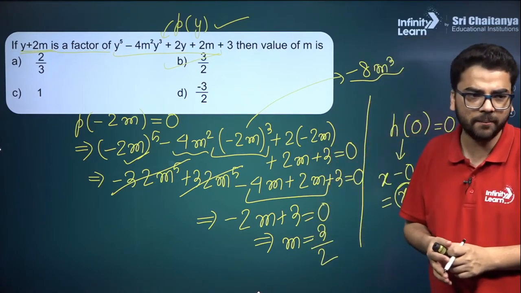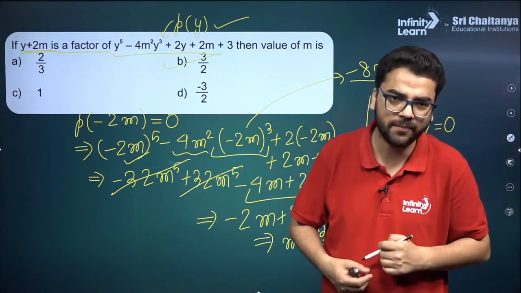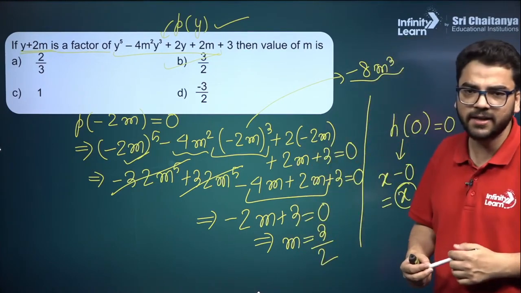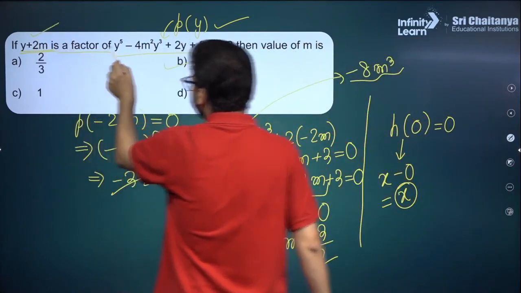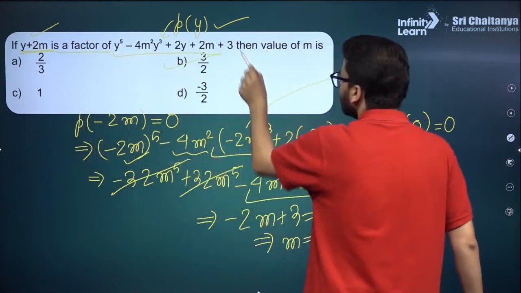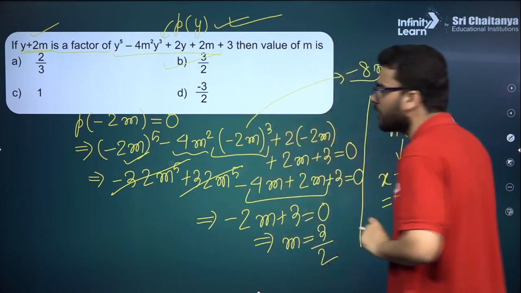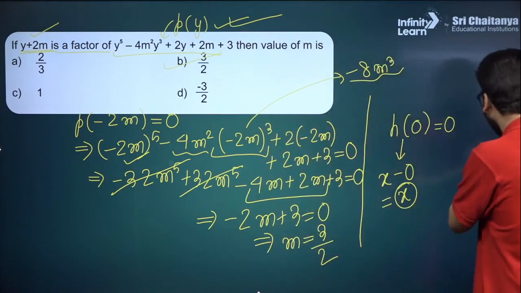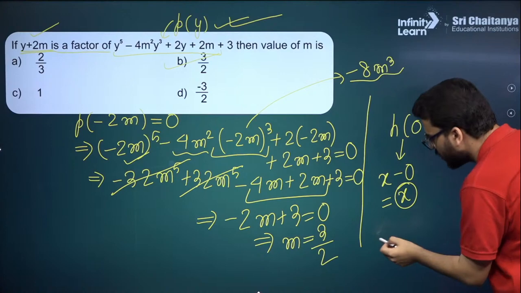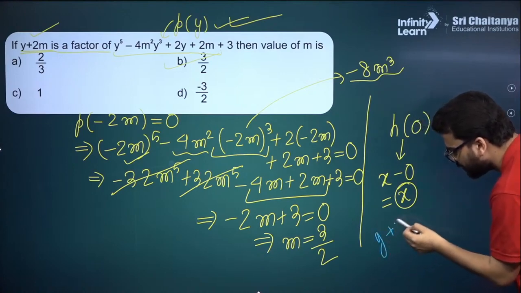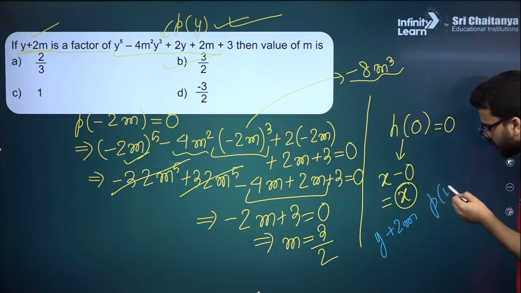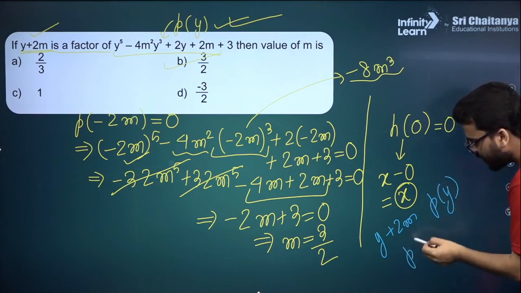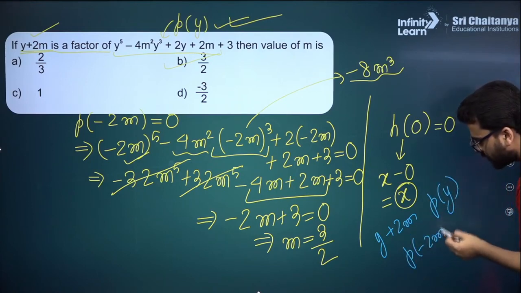It is looking like complex. Why, Bimla? Okay, maybe you have joined in between. So Bimla, we have studied this factor theorem. It is given that y plus 2m is a factor of this polynomial. So suppose the name of this polynomial is p of y. Now if y plus 2m is a factor, then we can say that p of minus 2m is equal to 0.